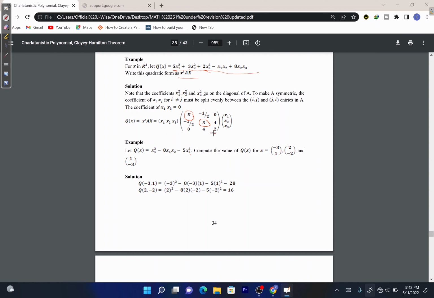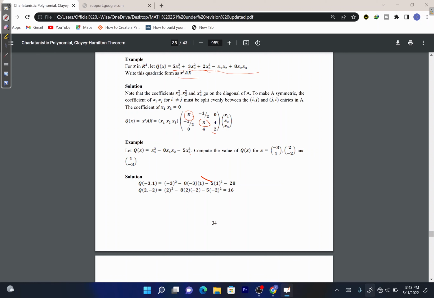That's what we have here. Okay, then with the other elements, let's consider minus x1 x2. Since it is symmetric, we divide the coefficient of x1 x2 by 2. Because it's symmetric, the element in row 1 column 2 is the same as the element in row 2 column 1. So we divide the coefficient of x1 x2 by 2.